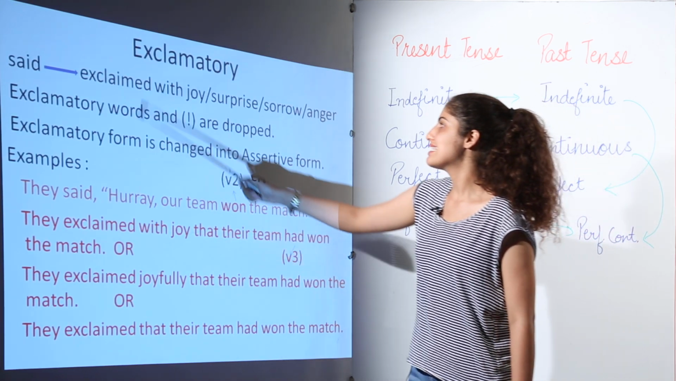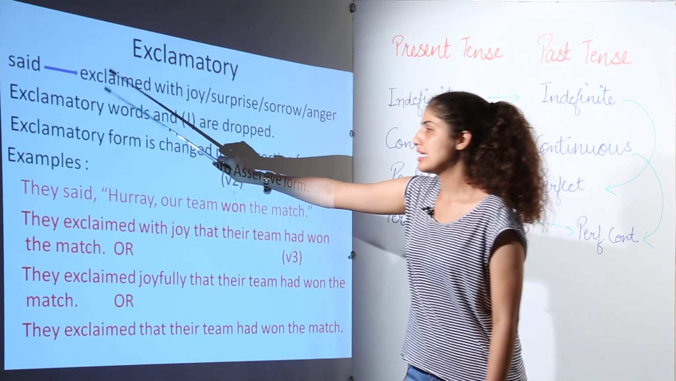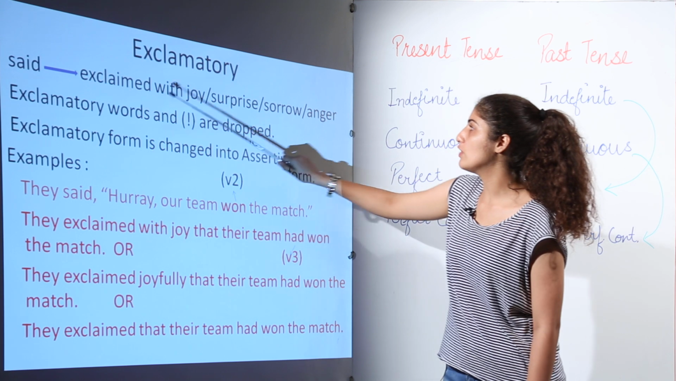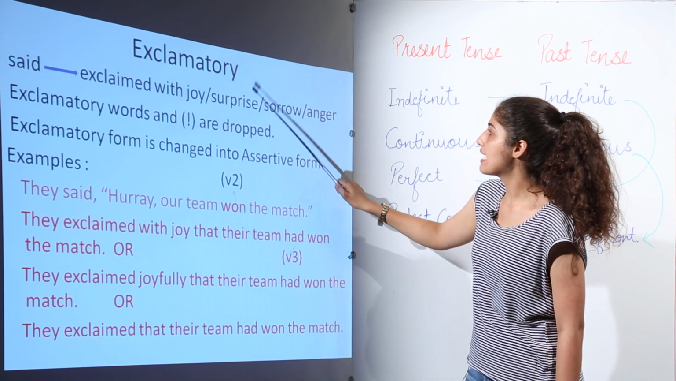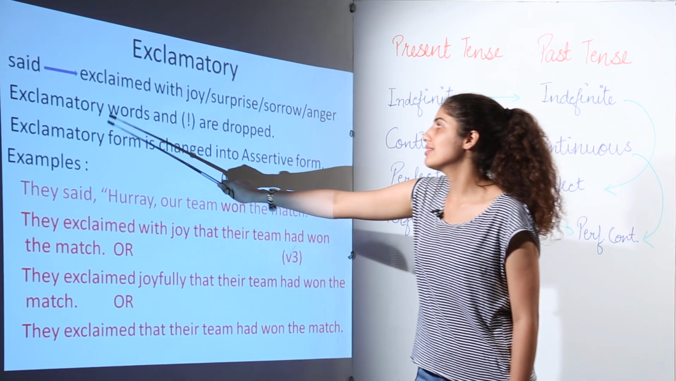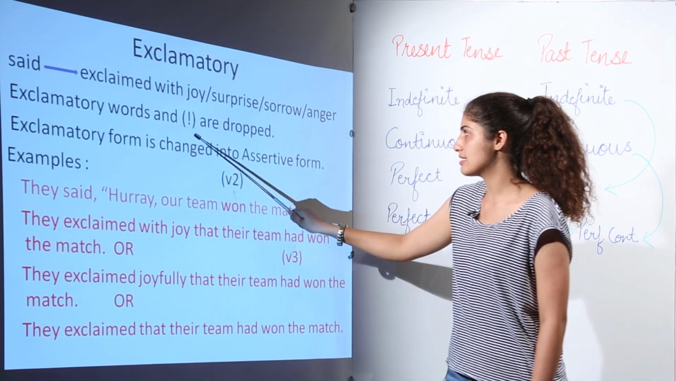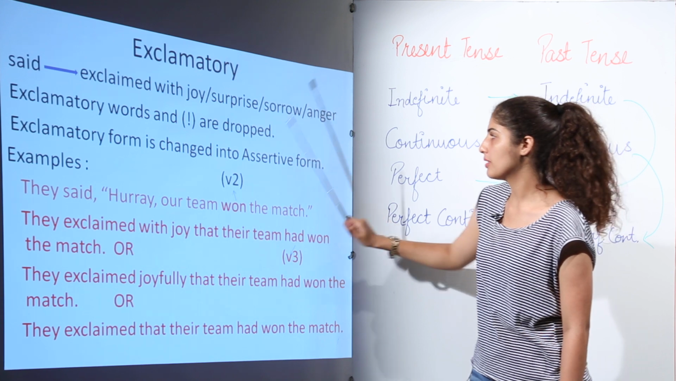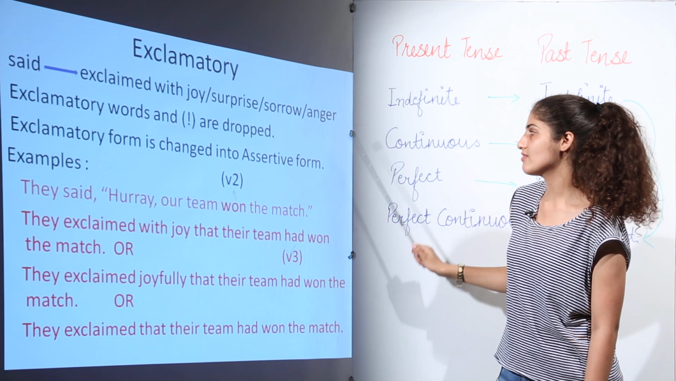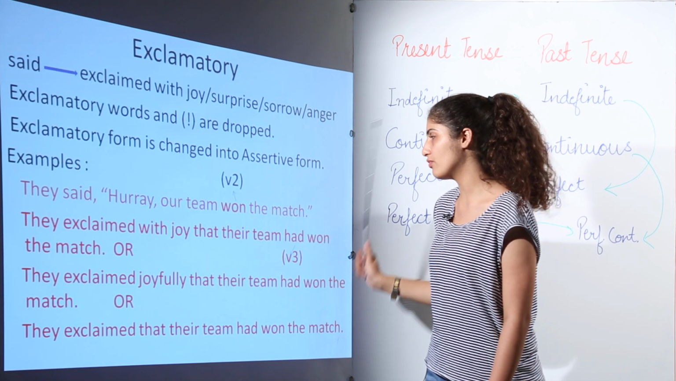Now an exclamatory kind of sentence. In that, "said" is changed in a way that we have to write exclaimed with joy, exclaimed with surprise, exclaimed with sorrow, exclaimed with anger. And here the exclamatory words or the exclamation sign are dropped, and the exclamatory form is changed into assertive form. That is, we have to put a full stop.